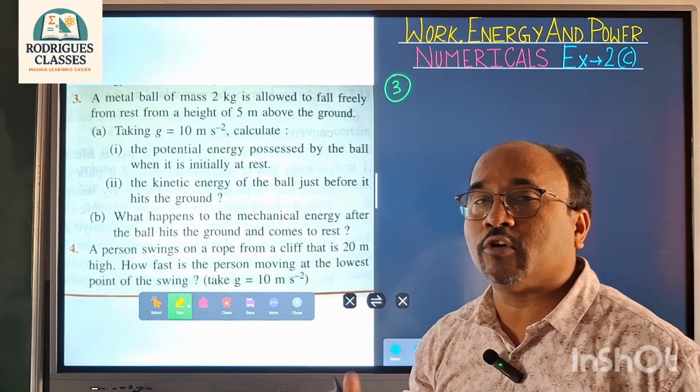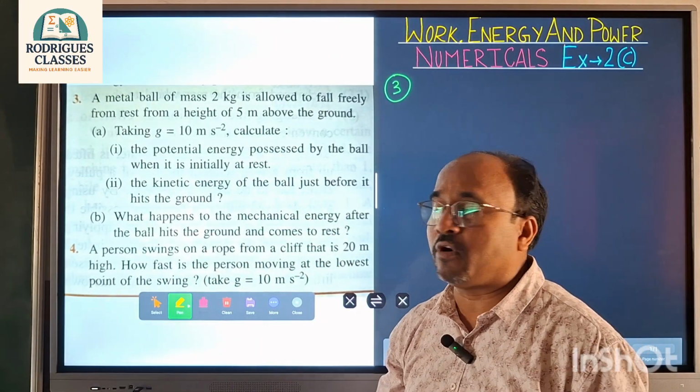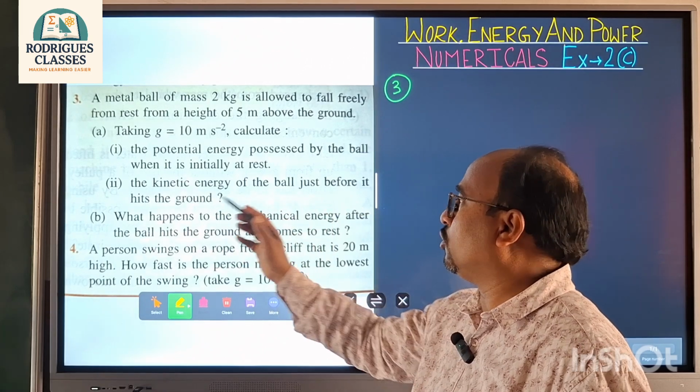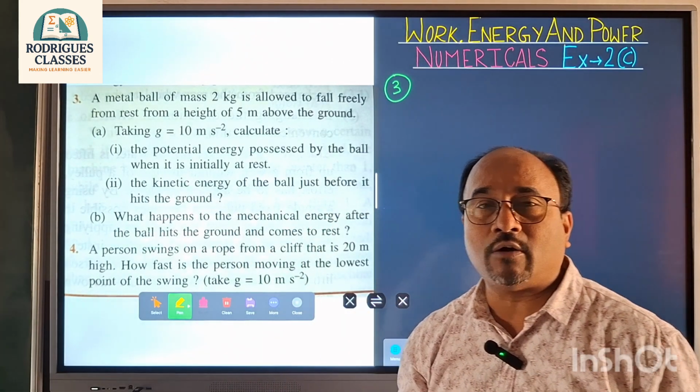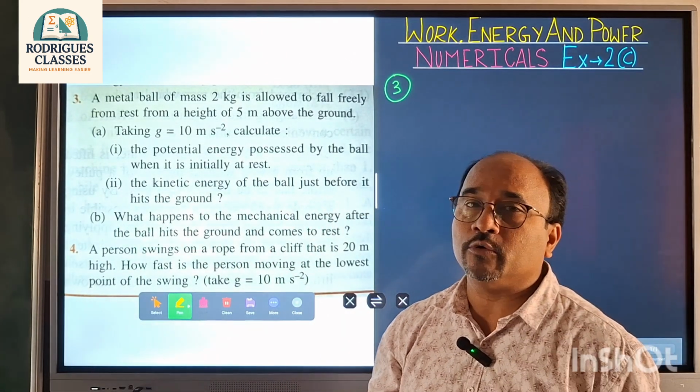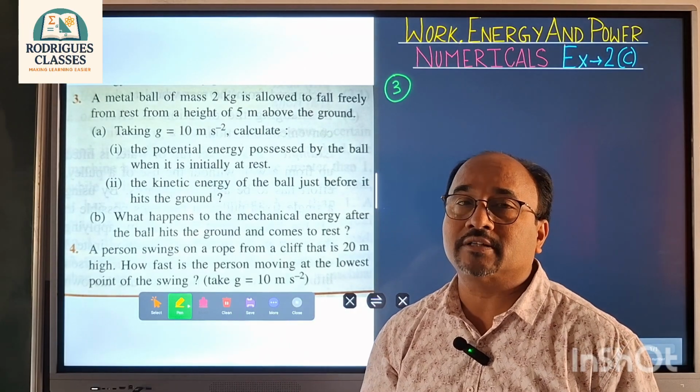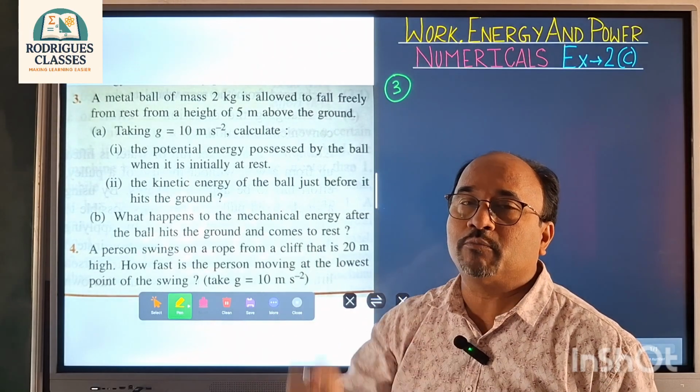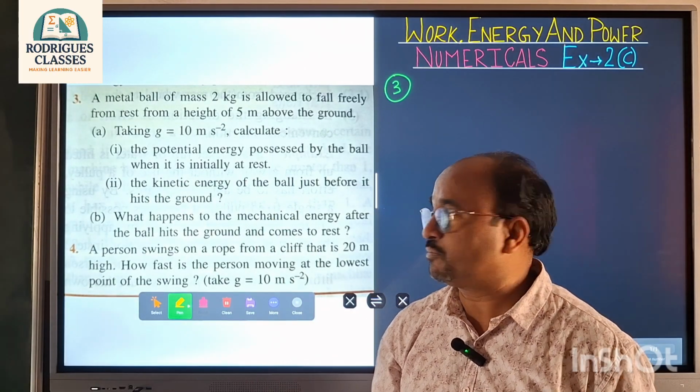So there we have to find what the potential energy is. Direct formula. The kinetic energy of the ball just before it hits the ground. You know what we have been doing in the last two numericals. So when it hits the ground, kinetic energy will be equal to the potential energy at the initial position.